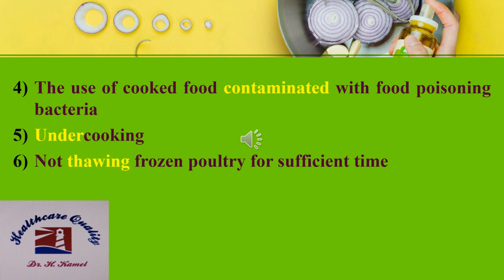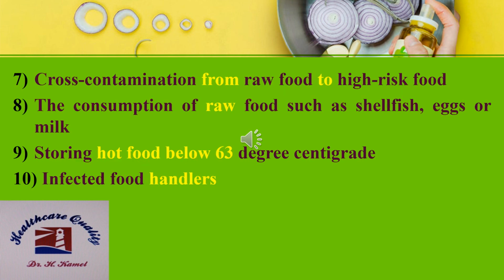Number 5. Undercooking. Number 6. Not thawing frozen poultry for sufficient time. Number 7. Cross-contamination from raw food to high-risk food. Number 8. The consumption of raw food such as shellfish, eggs, or milk. Number 9. Storing hot food below 63 degrees centigrade. And number 10. Infected food handlers.